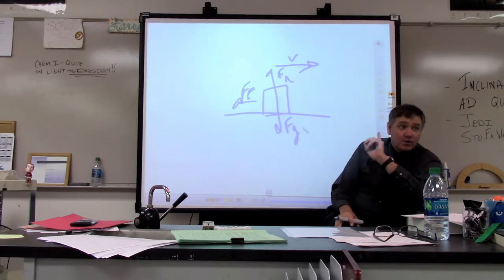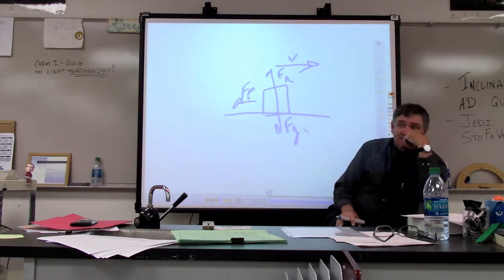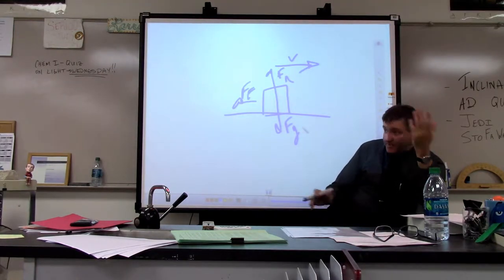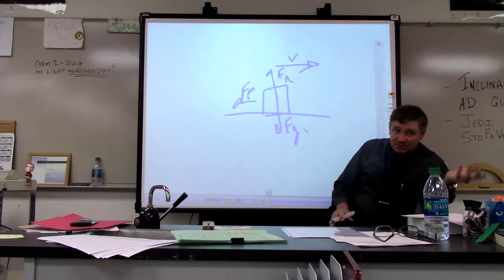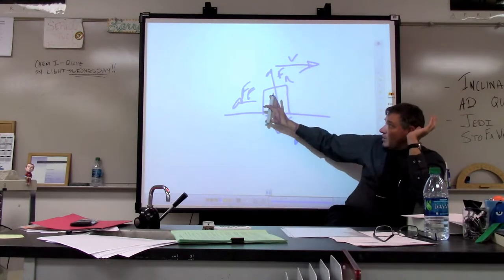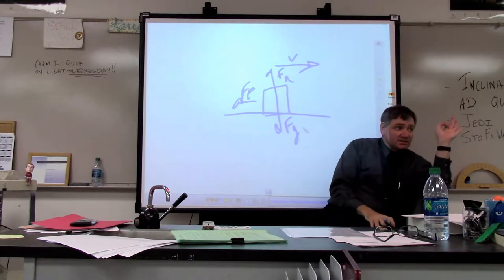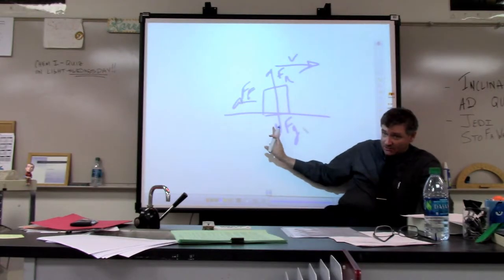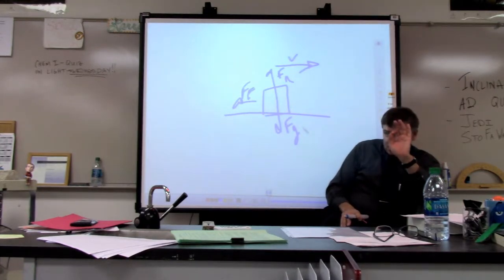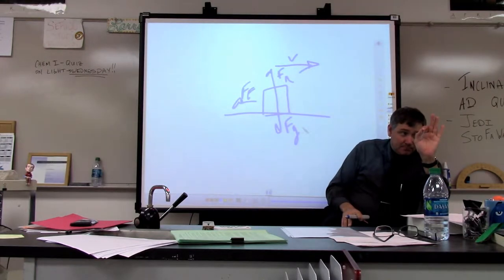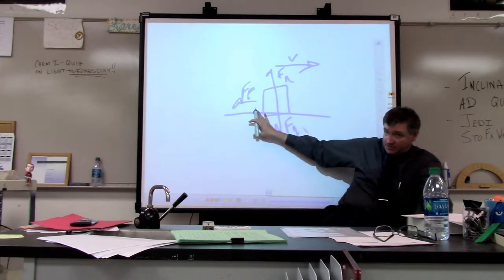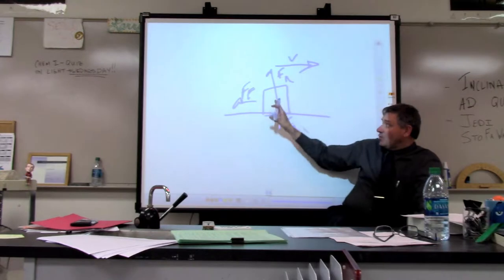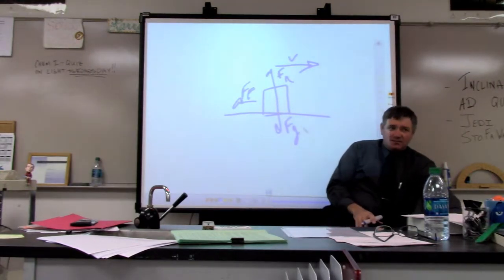As it is right now, could this thing be moving at a constant velocity? No. Why? Well, they're not balanced. If you added them together, would you get zero? No. So what's going to happen is that this thing is going to accelerate. There is no way, if these are the forces acting, I could have constant velocity. I could have accelerated motion, but I couldn't have constant velocity. So if you're at a constant velocity, what else do I need? Joseph, what else do I need?